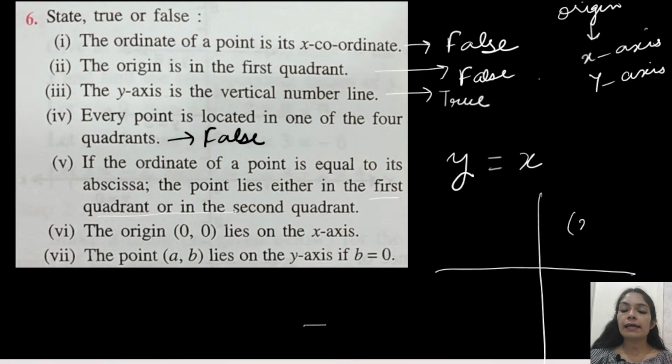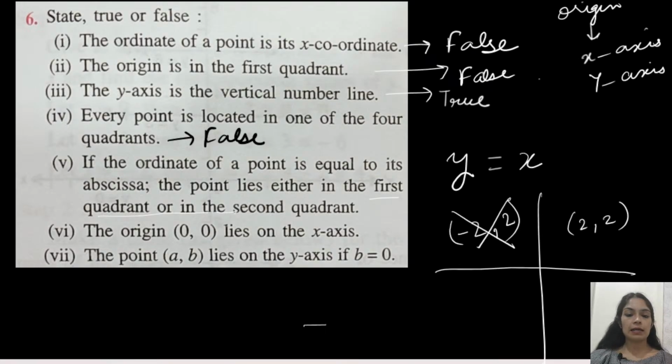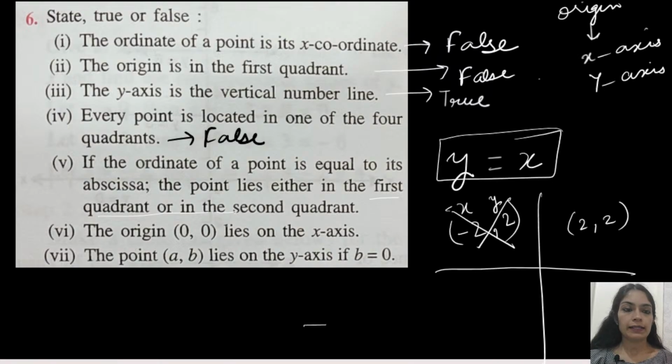In the first quadrant I can have (2, 2). So there is a possibility that the ordinate and abscissa are equal. But what about the second quadrant? I know x will be negative and y is positive. So there is no possibility of x and y being the same in the second quadrant. They will always be different, because x will always be negative and y will always be positive. So in the second quadrant there is no possibility of this case. That's why this one is also false.